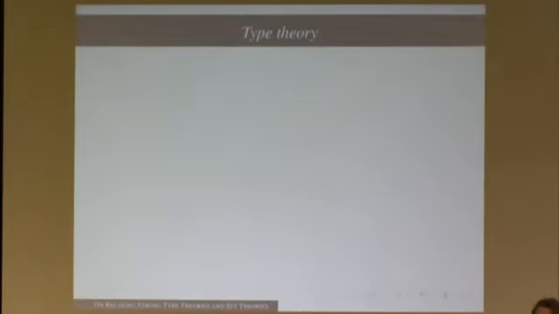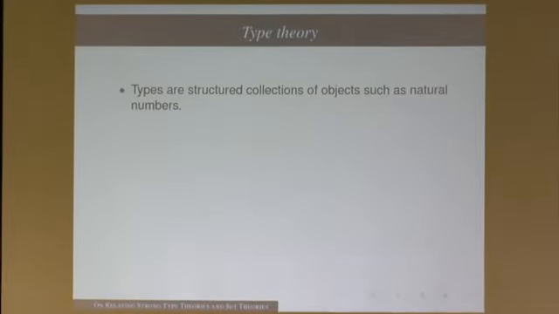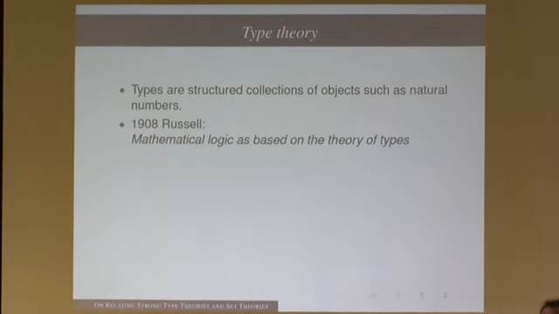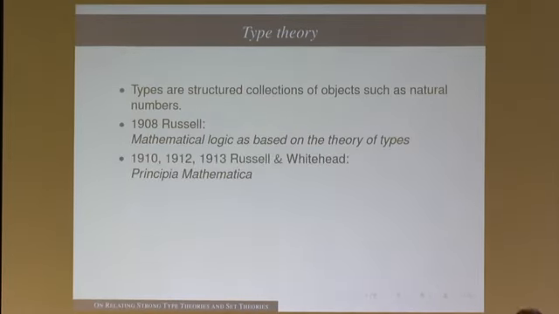Now, type theory. Okay, type theory is in some sense a very old subject. Types are, say, structured collections of objects such as natural numbers. And then the birth document of type theory, maybe it was 1908, Russell, mathematical logic as based on the theory of types. And then he developed this with Whitehead in Principia. An interesting thing is that also in Hilbert, in his paper on the infinite, there's an appendix where he tries to prove the continuum hypothesis. And this is actually an interesting piece. In it, he actually develops a transfinite hierarchy of dependent types.